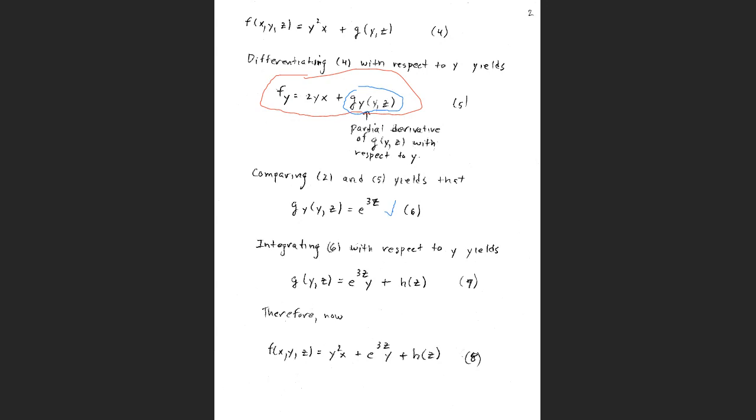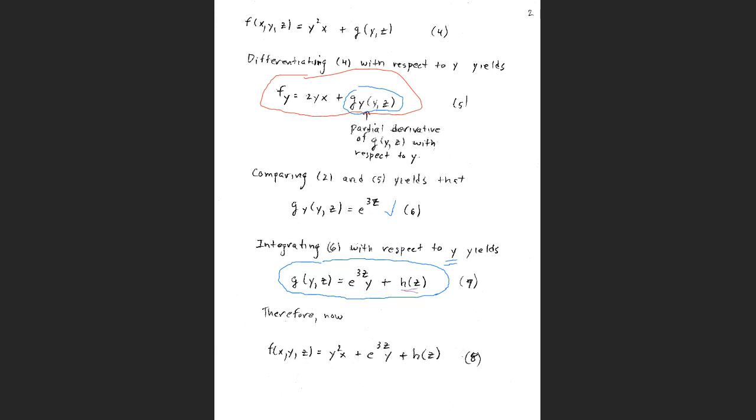Okay, and now that I know that, in order to determine my potential function f, I have to figure out what that auxiliary function g is. So of course, I'm going to integrate that partial derivative of g with respect to y. I'm going to integrate it with respect to y. And so then the function g of y and z would equal e to the 3z times y plus this new auxiliary function h of z.